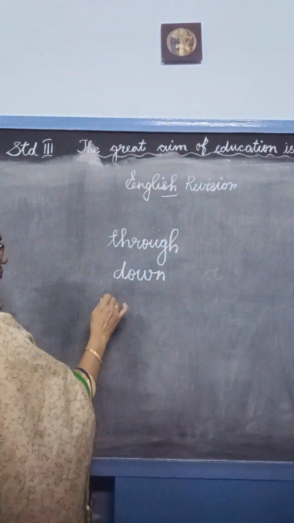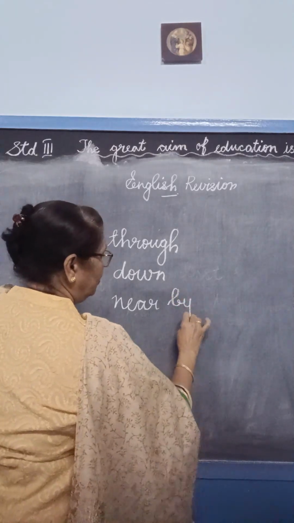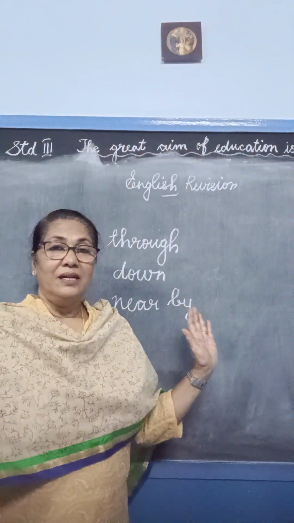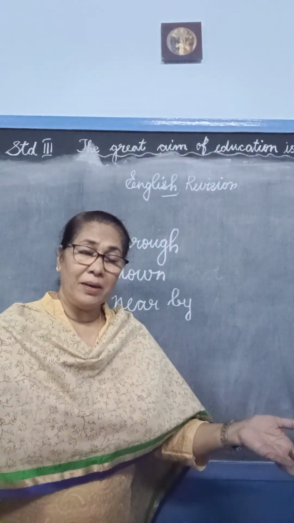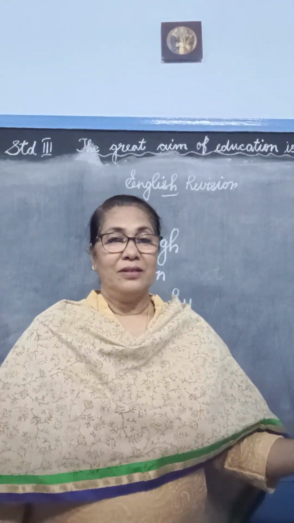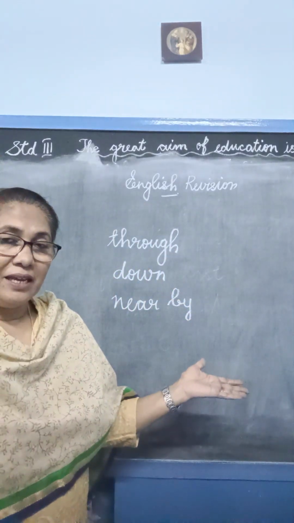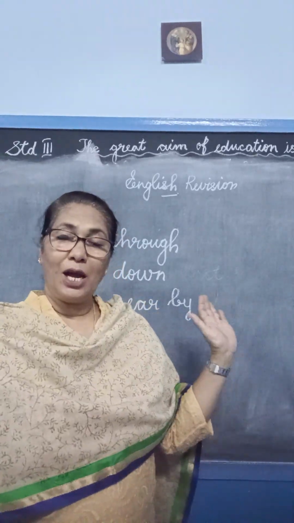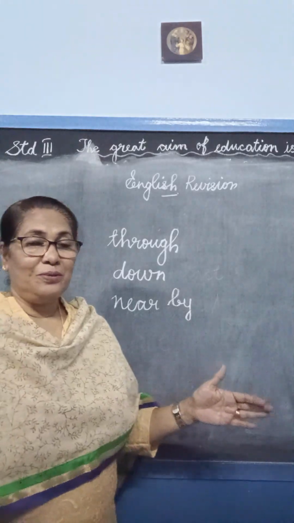Now, near. Nearby. Use this in a sentence. Nearby. There's a shop nearby my house. My school is nearby to my home. There are a lot of shops nearby my house. So this word is used to make a sentence.